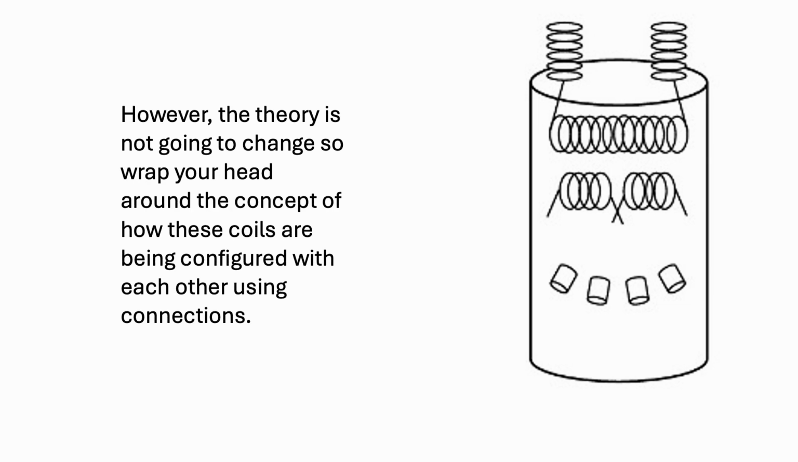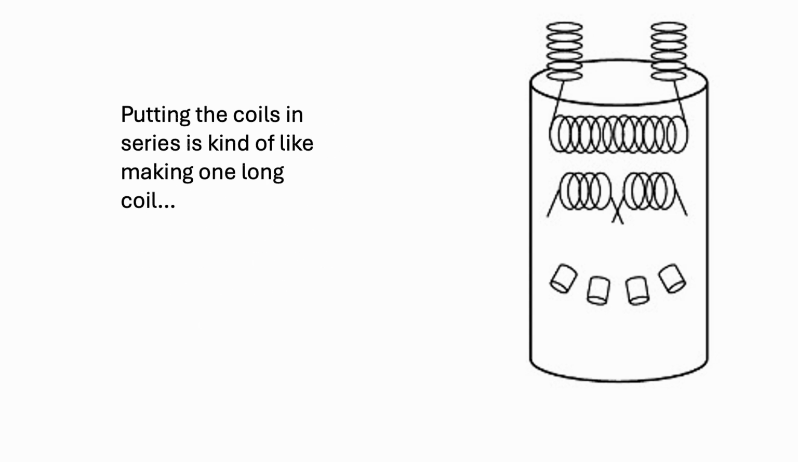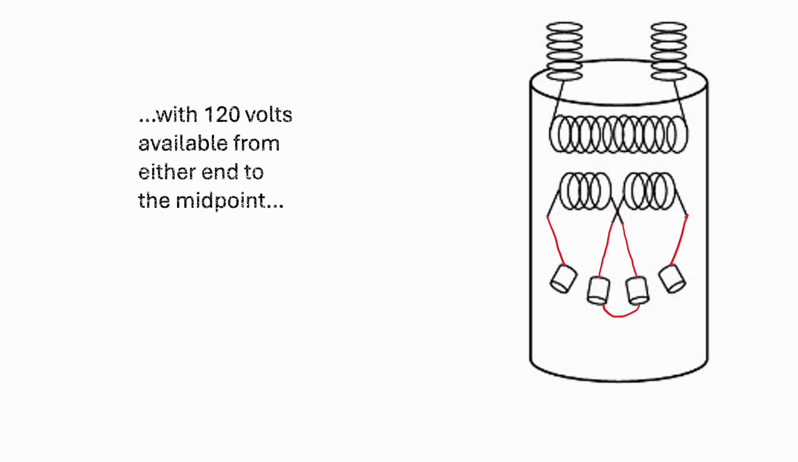However, the theory isn't going to change. So just wrap your head around the concept of how these coils are being configured with each other using connections. So putting the coils in series is kind of like making 1 long coil. And you'll get 120 volts from either end to the midpoint.